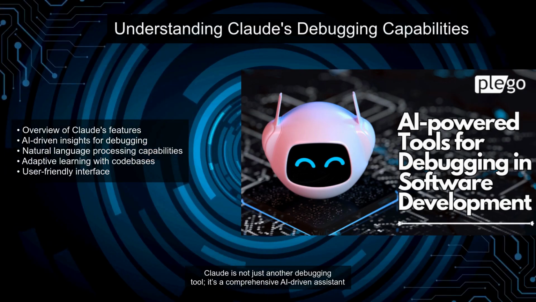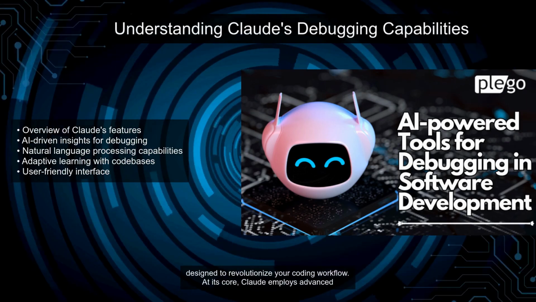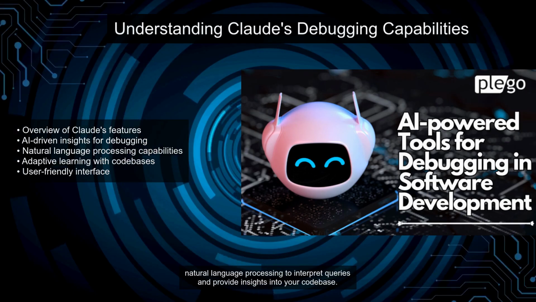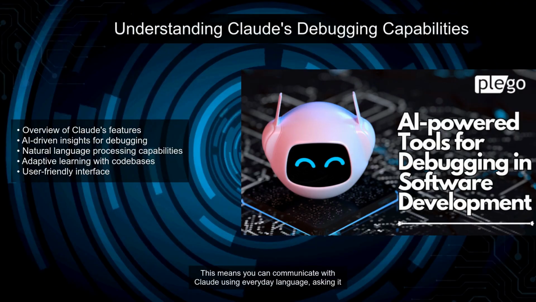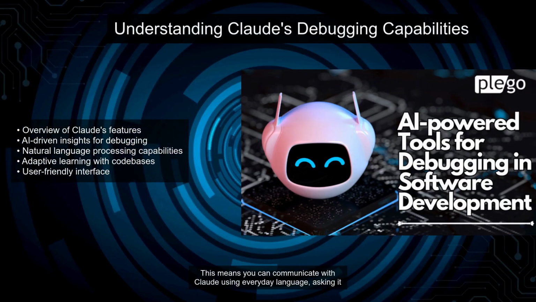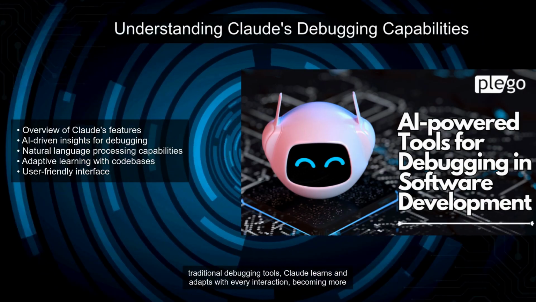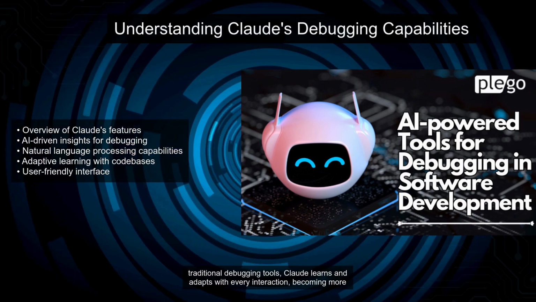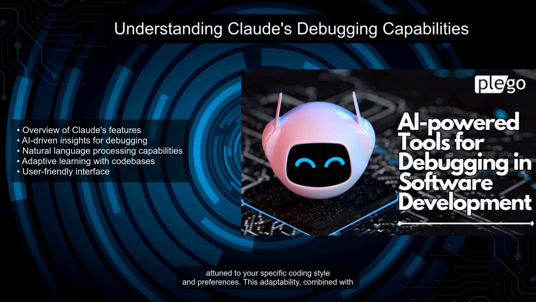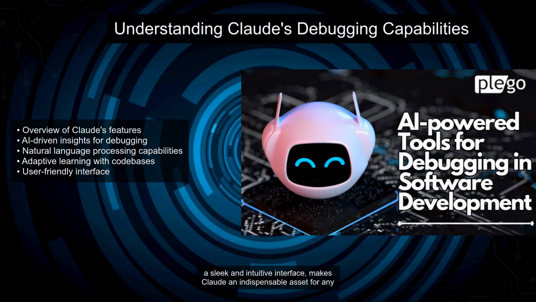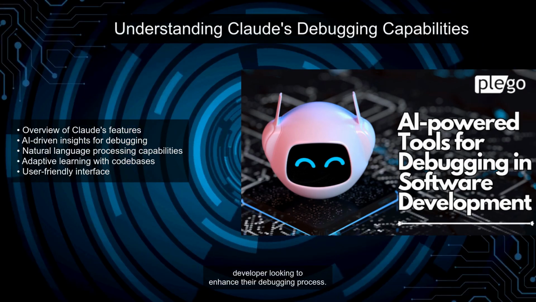Claude is not just another debugging tool, it's a comprehensive AI-driven assistant designed to revolutionize your coding workflow. At its core, Claude employs advanced natural language processing to interpret queries and provide insights into your codebase. This means you can communicate with Claude using everyday language, asking it to identify potential bugs, suggest optimizations, and even predict possible failures. Unlike traditional debugging tools, Claude learns and adapts with every interaction, becoming more attuned to your specific coding style and preferences. This adaptability, combined with a sleek and intuitive interface, makes Claude an indispensable asset for any developer looking to enhance their debugging process.